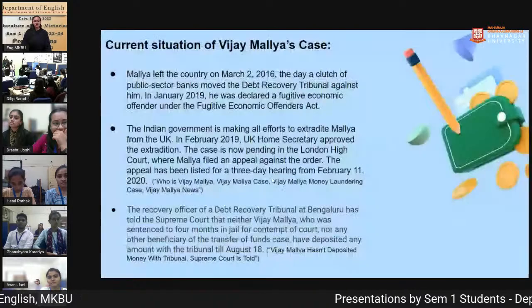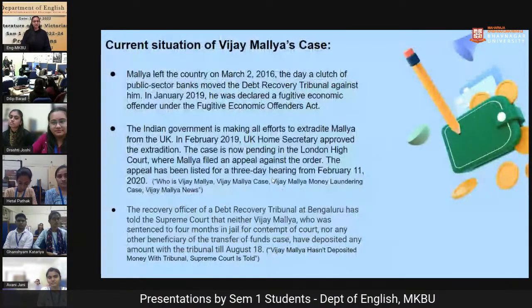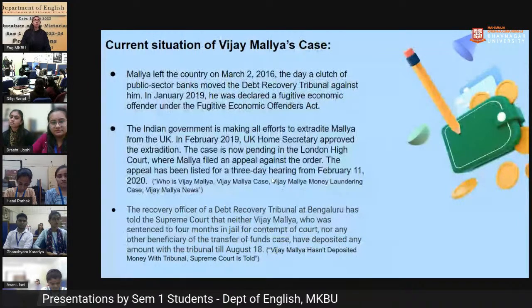Current situation of Vijay Mallya's case. Here are the details about Vijay Mallya's case, and how it is going on right now.